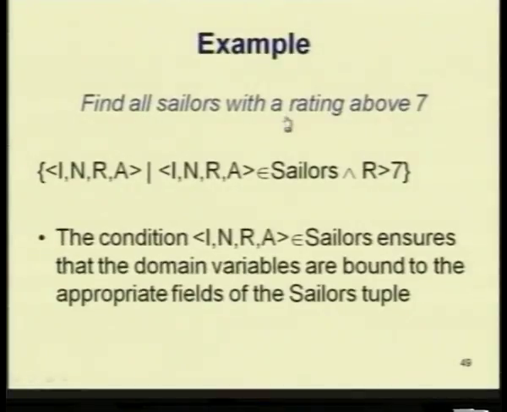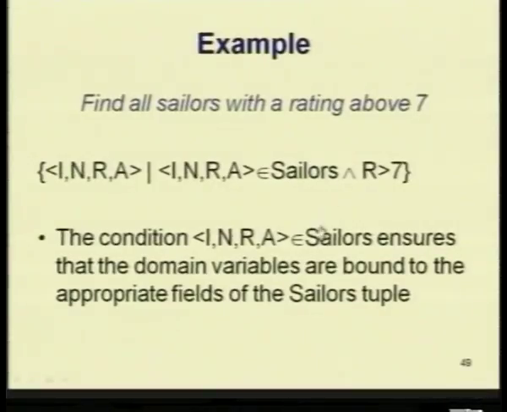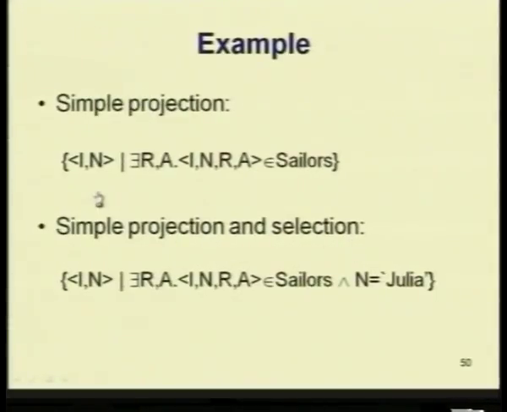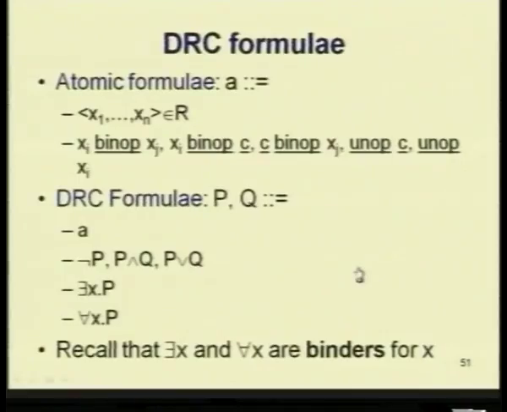So, find all sailors with rating greater than 7. We have already discussed this example when I was initially talking about domain relational calculus. You must be able to understand it a little better. This is a simple projection where I am projecting only the value of R and A, and along with that I am also putting some condition. So, the formula is like this: x1 to xn belonging to the relation and xi is a binary operator. You can have these binary operators. These parts of the domain relational calculus are similar; I have just written it for completeness' sake.